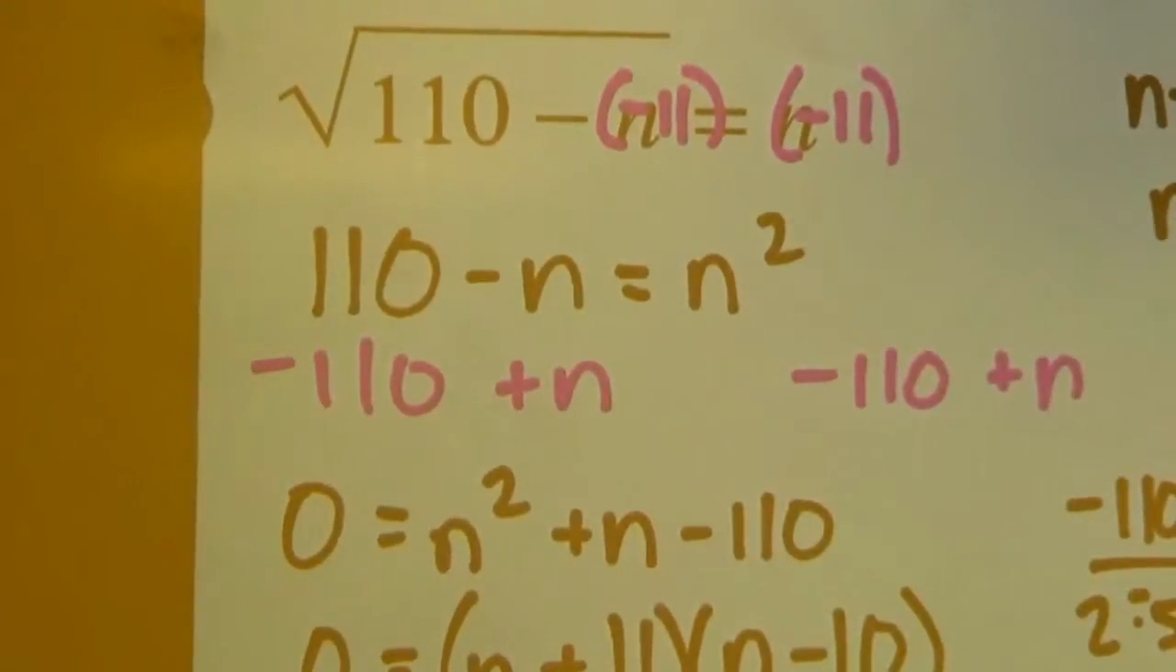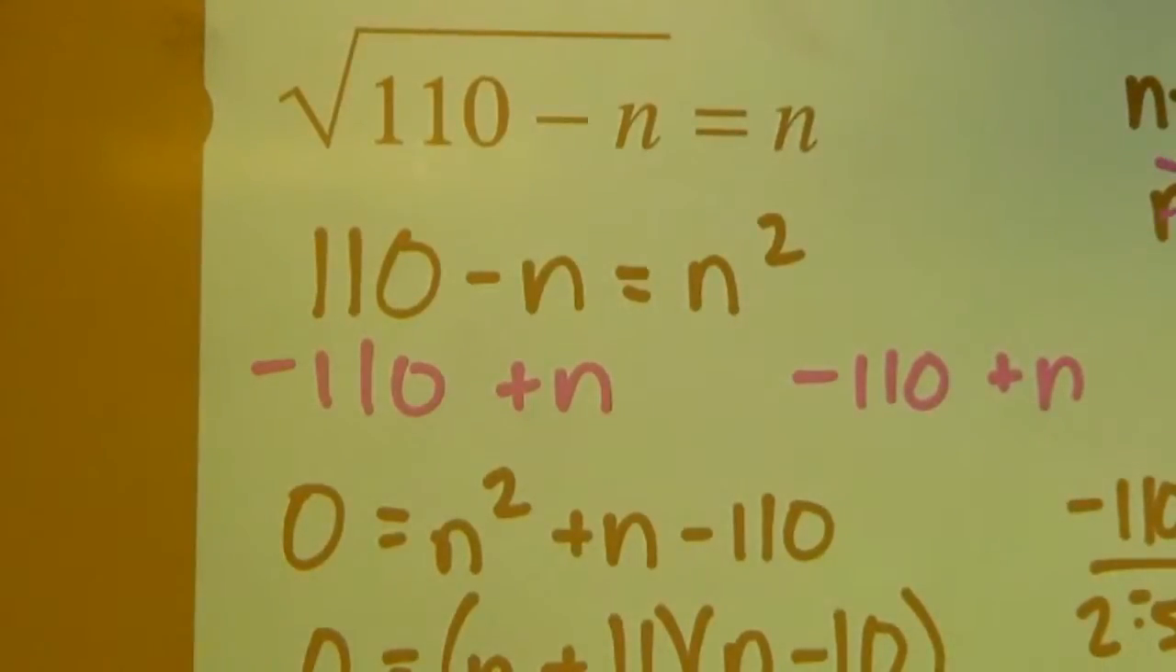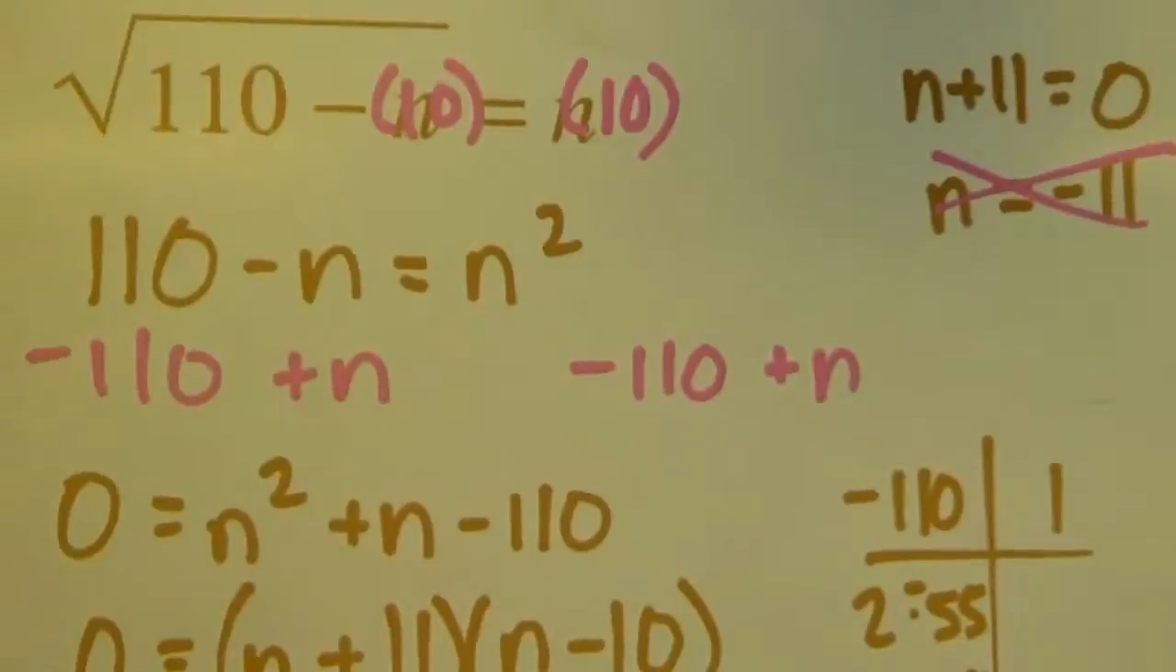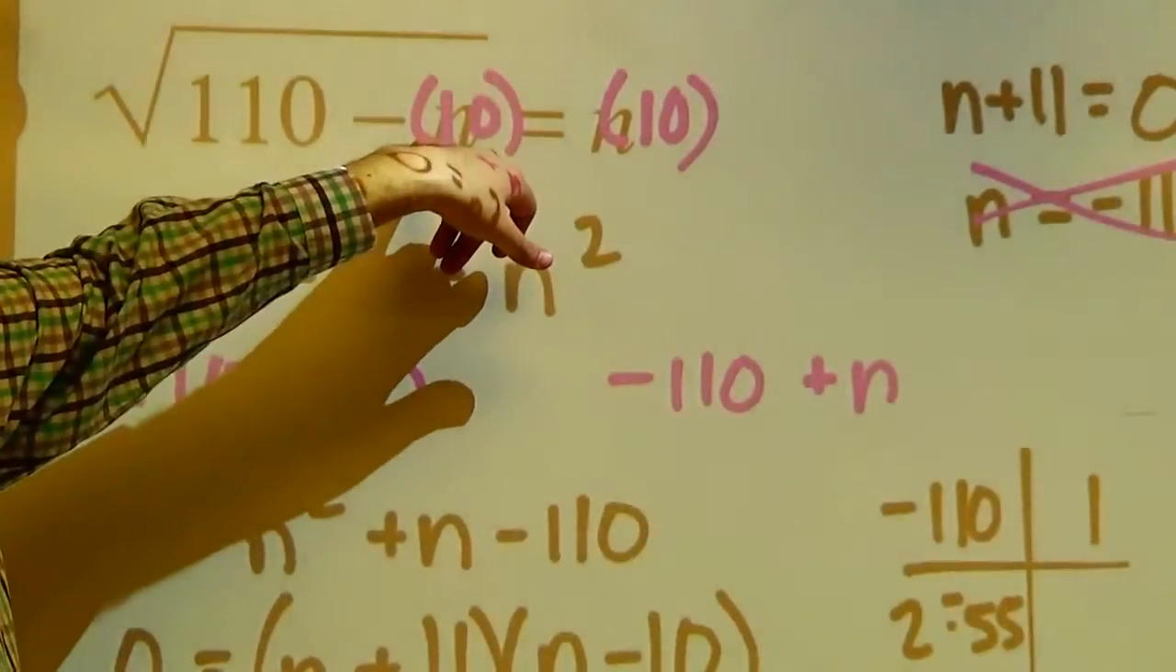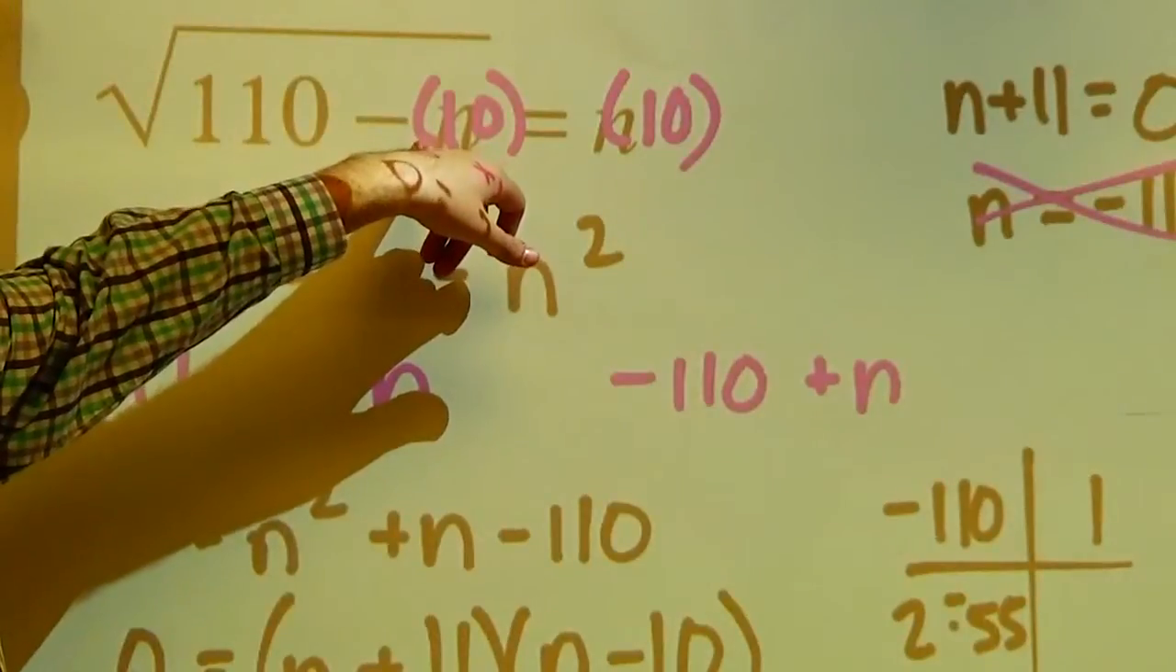So we crossed that one out. Now I'm going to plug 10 in for n and see if that equals. So, I've got 110 minus 10 is what? 100.